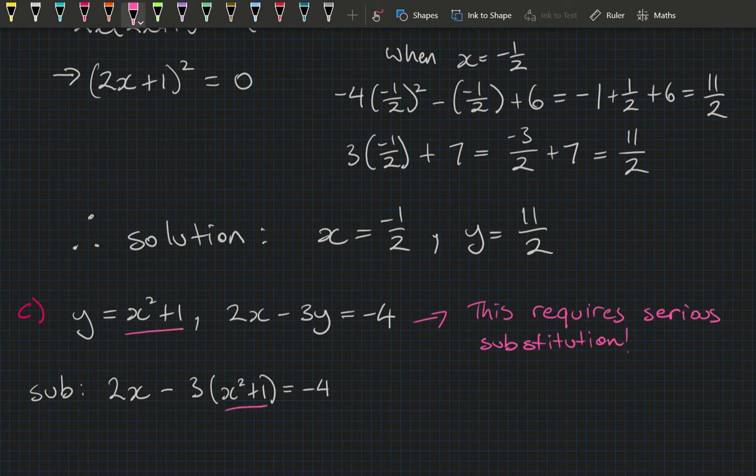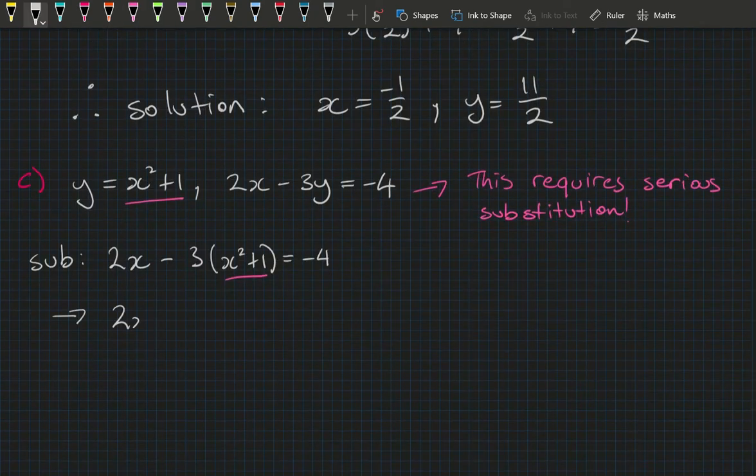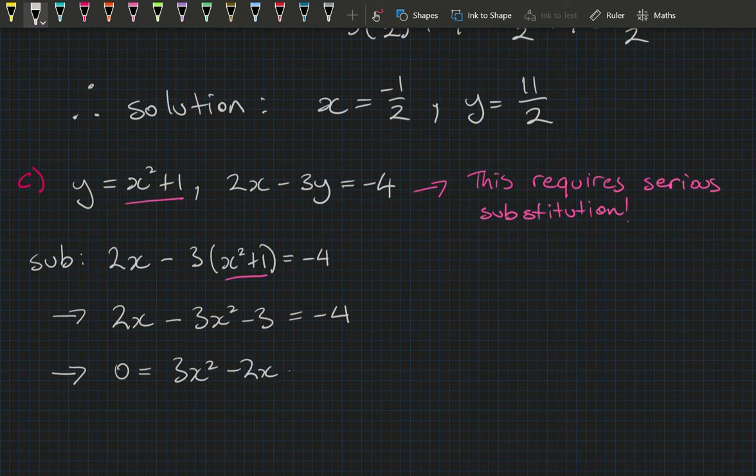All right, so the next step is to expand that bracket. So we've got 2x minus 3 times x squared plus 1 equals minus 4. Now I prefer to have my x squared as a positive thing, so I'm going to move everything from the left to the right. So we're going to have 0 is equal to plus 3x squared minus 2x, and minus 4 plus 3 is minus 1.